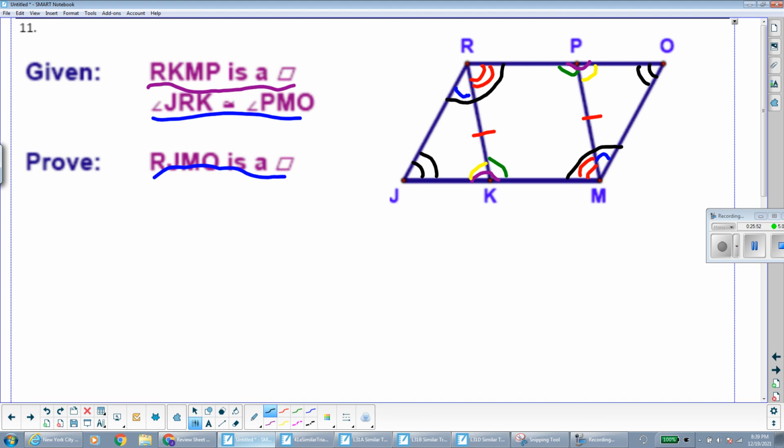And now I have all the information I need to say that RJMO is a parallelogram. It's a parallelogram because a quadrilateral that has both pairs of opposite angles congruent is a parallelogram. We proved one pair of opposite angles is congruent just now, angle J and angle O, by proving the triangles congruent. And at the very beginning of this proof, with the addition postulate, we proved that angle R and angle M, the other pair of opposite angles, are also congruent, making this a parallelogram.